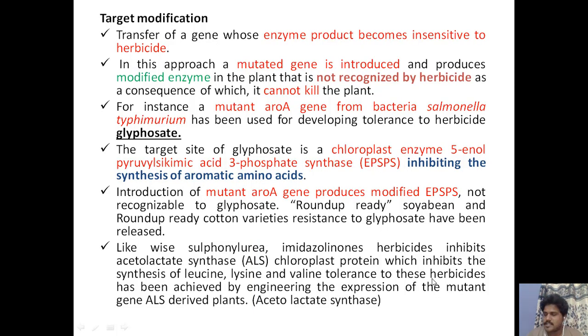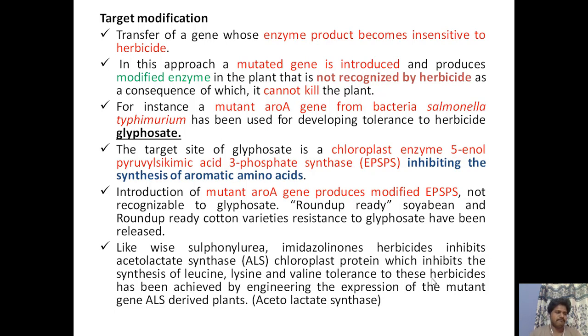Then target modification, this is the second system of herbicide resistance. It involves transfer of a gene whose enzyme product becomes insensitive to the herbicide. In this system, a mutated gene is introduced, and that produces a mutated enzyme in the plant that is not recognized by the herbicide. Hence, it doesn't kill. You may observe some movies like that.